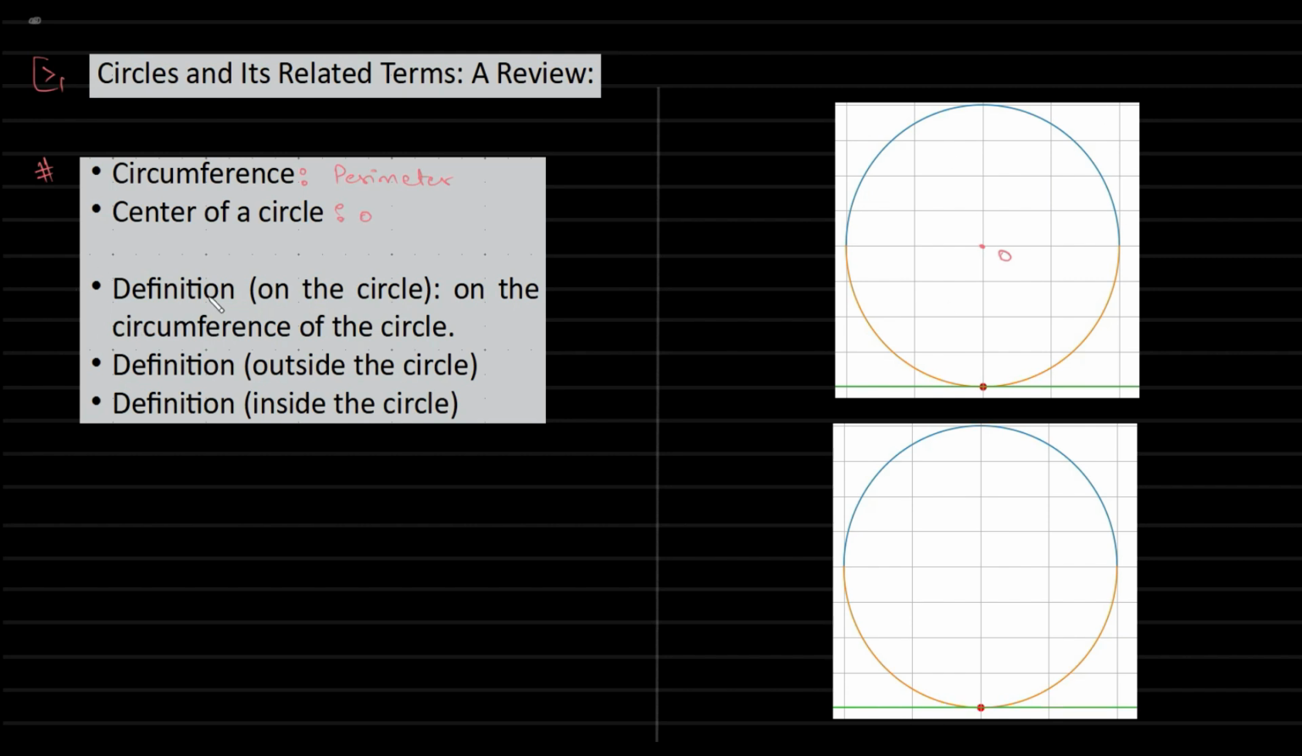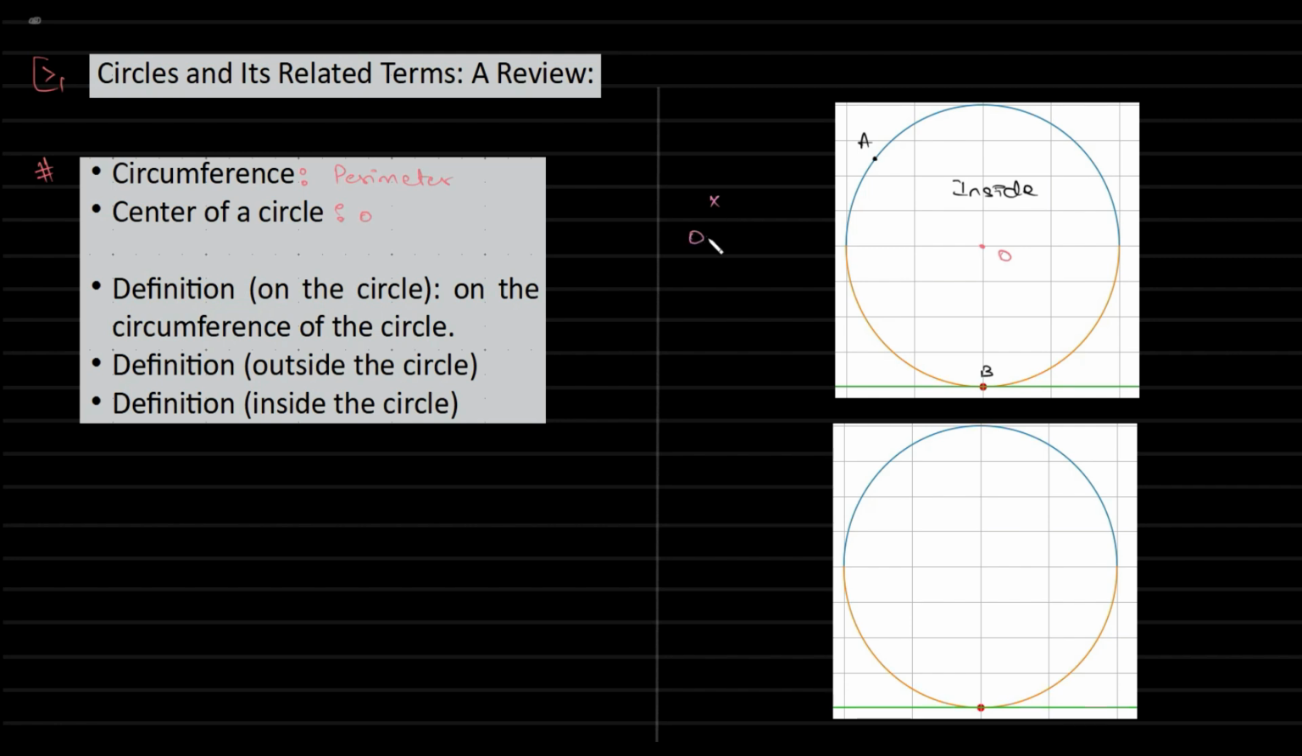Next is on the circle. So what does on the circle mean? So this is a circle and on the circle is nothing but points on the circle in this way. That is on the circumference of the circle. On the perimeter of the circle is your on the circle. Many people feel that the center is on the circle. No, this is inside the circle.